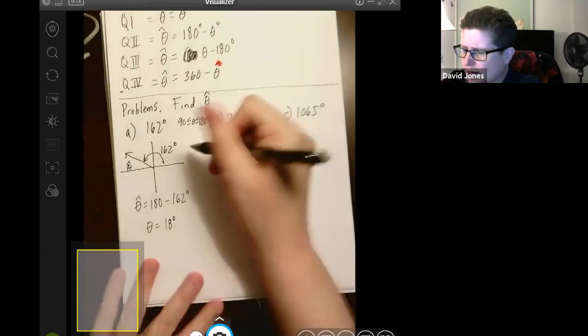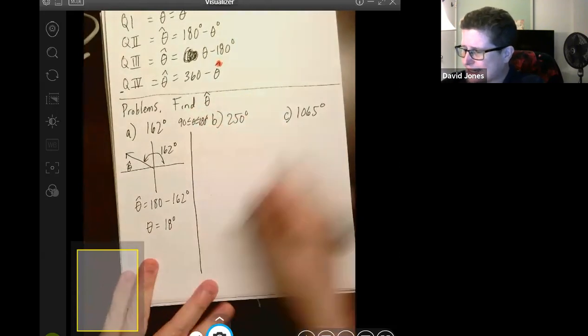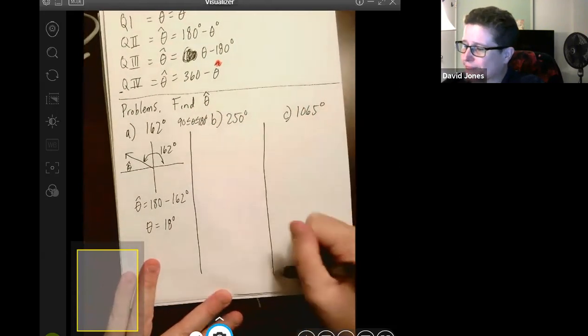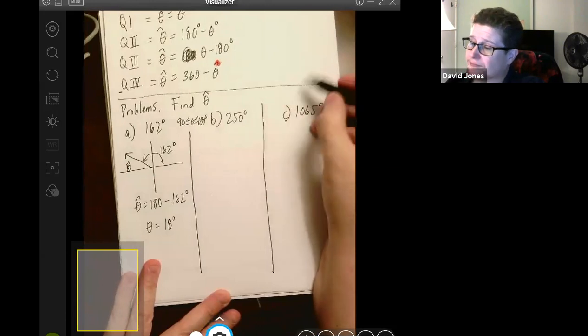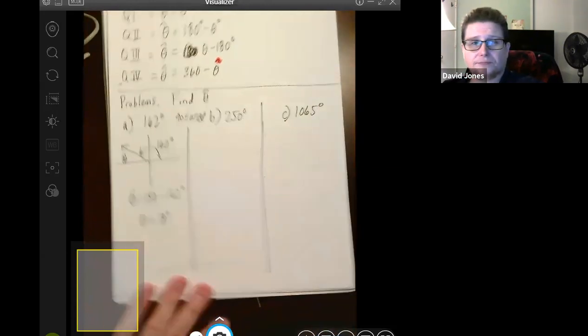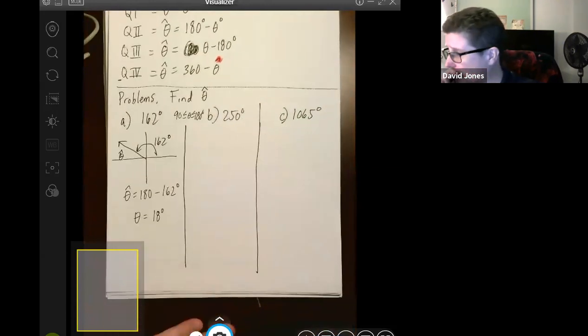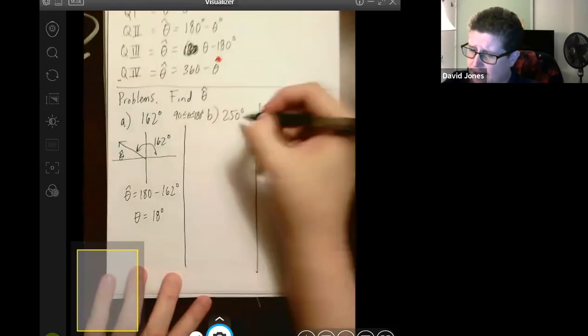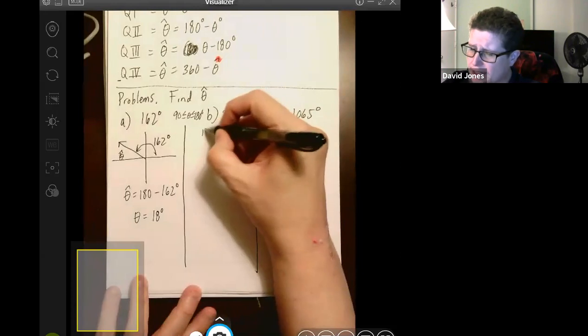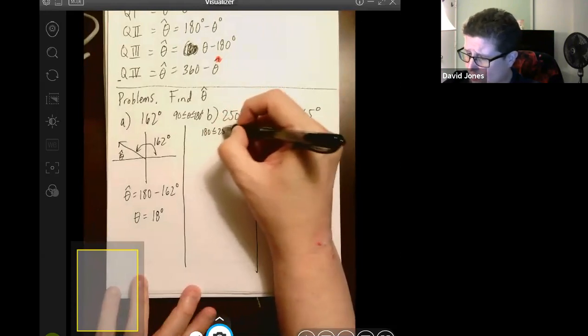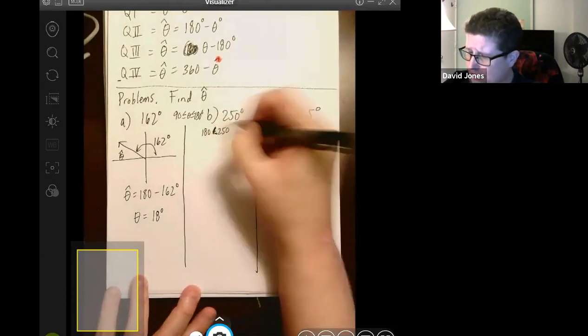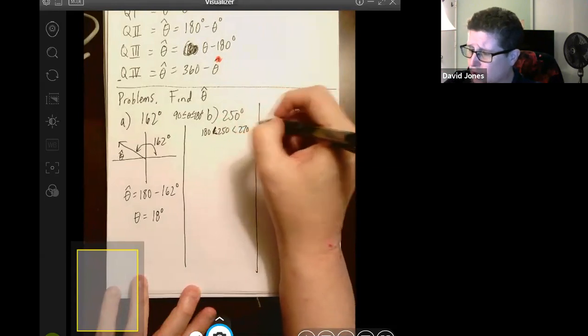Go ahead and try to work out B. And C is your challenge problem. I'll assume you paused it, and we'll go on. 250 is between 180 and 270. So it's quadrant 3.